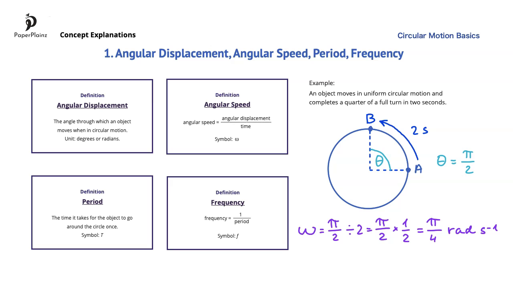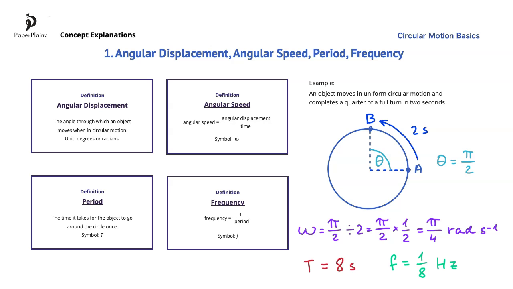Since it takes 2 seconds for the object to complete a quarter of a full turn, a full circle requires 8 seconds. Therefore T, the period, is equal to 8 seconds. The frequency is 1 over the period, so we get 1 over 8 Hz. The unit of frequency is the same as we learned in topic 4.